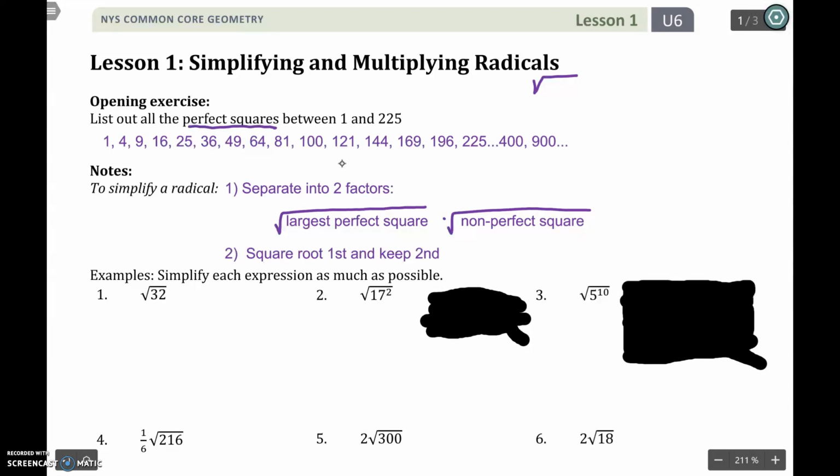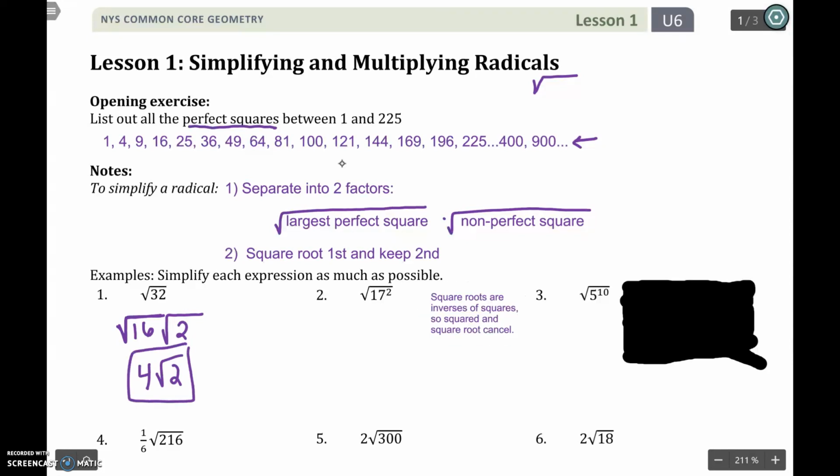So if I'm doing the square root of 32, I have to think about the list of numbers up here and ask myself what's the largest one of these that goes into 32 evenly. And the answer is 16. It goes into 32 twice. And then what we're going to do is square root this 16 here. The square root of 16 is 4. And then we'll bring down radical 2 because that does not simplify.